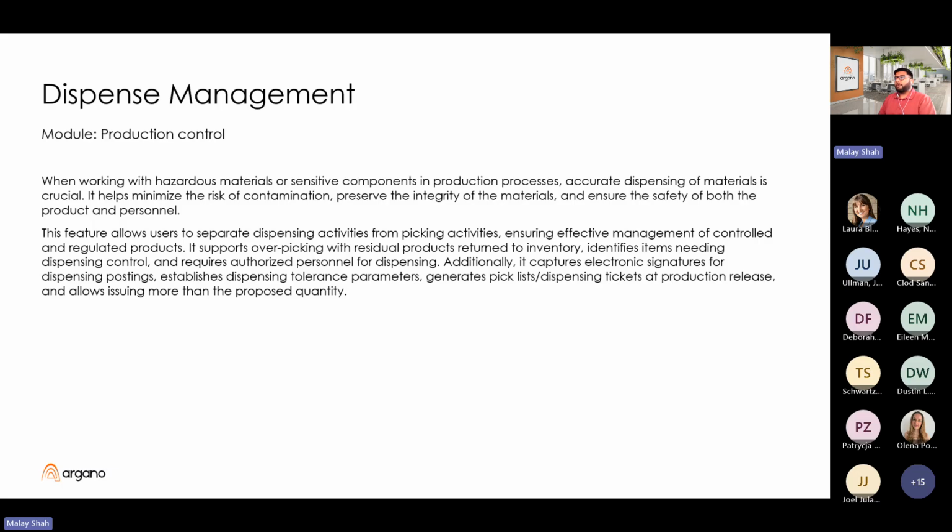It supports overpicking with residual products returned to the inventory, identifies items needing dispensing control, and requires authorized personnel for dispensing. Additionally, it captures electronic signatures for dispensing postings, establishes dispensing tolerance parameters, and generates picklists, dispensing tickets at production release, and allows issuing more than the proposed quantity.